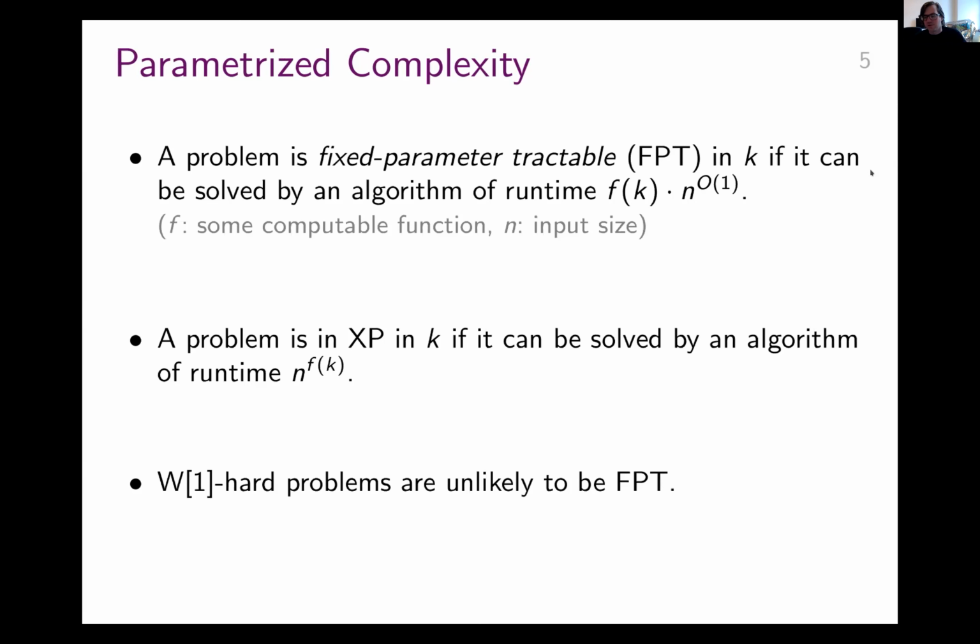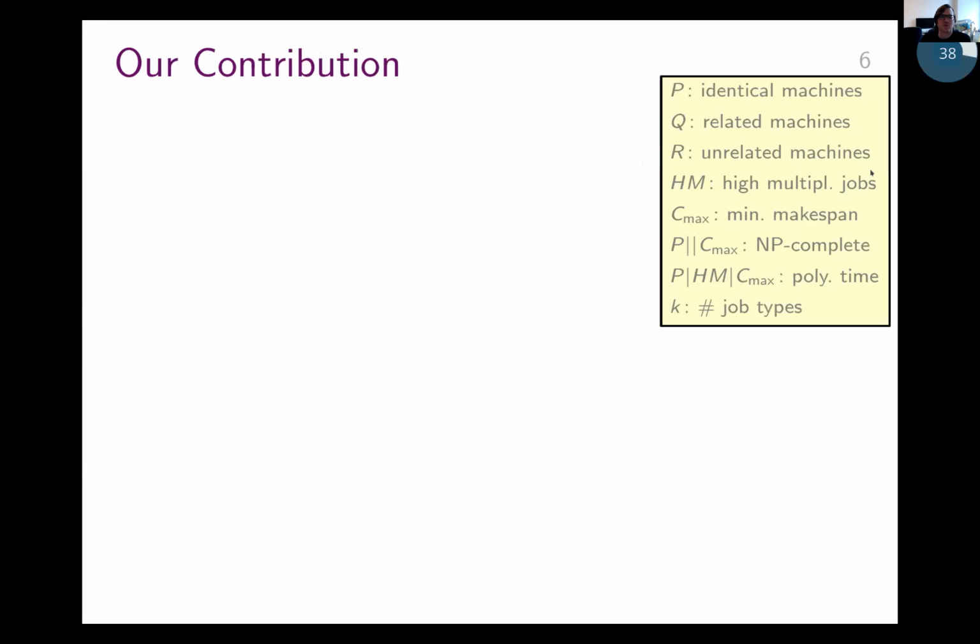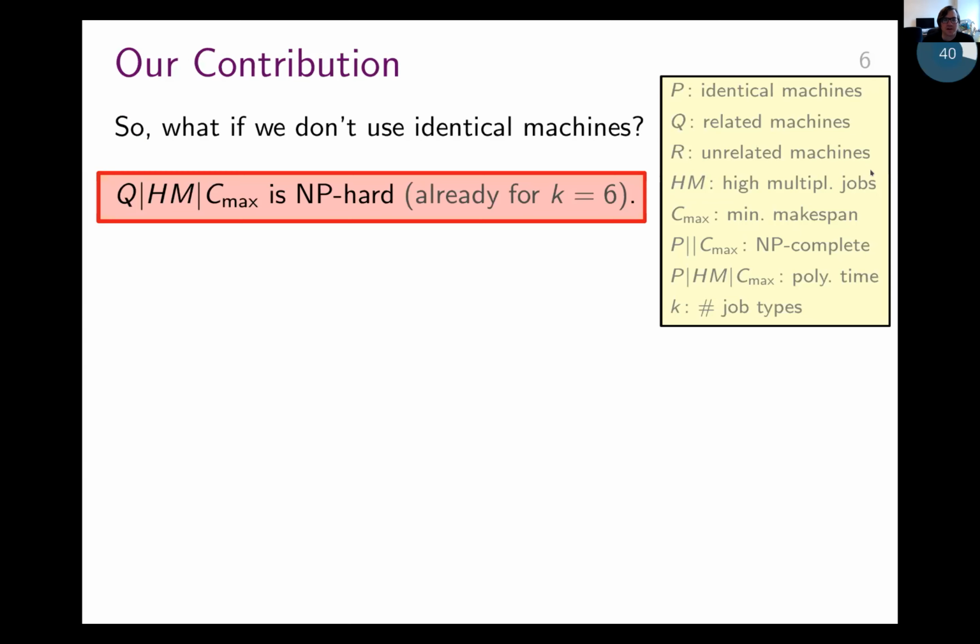Okay, so what are the results? If we don't use identical machines, already if we use uniformly related machines, so basically the smallest generalization we could make, the problem becomes NP hard with k equals 6 job types. So if you just have 6 job types and uniformly related machines, the problem becomes NP hard, even though for constant k, the problem with identical machines is polytime solvable.